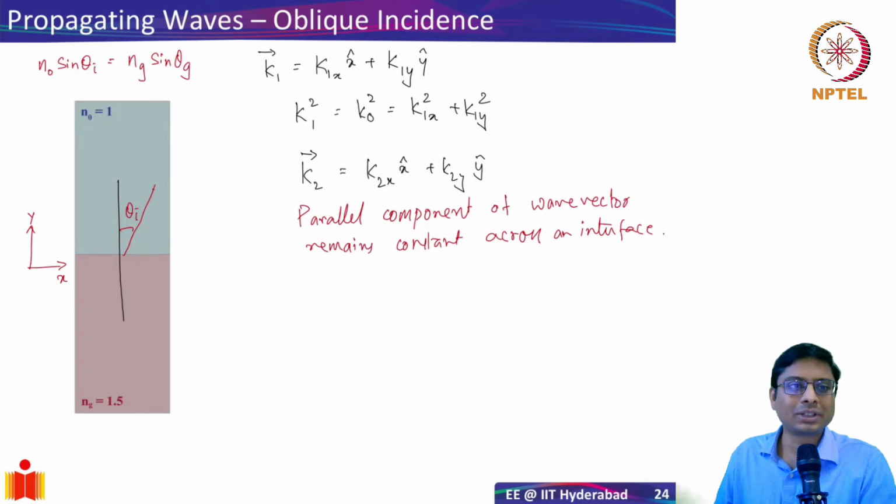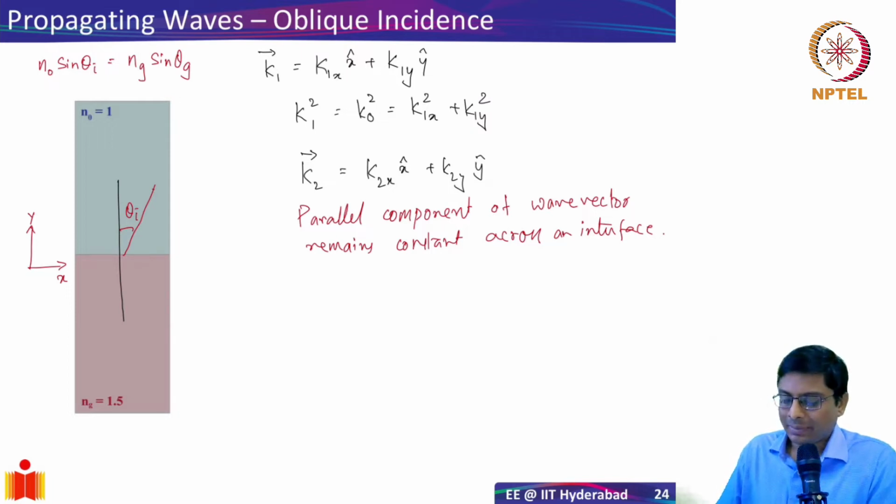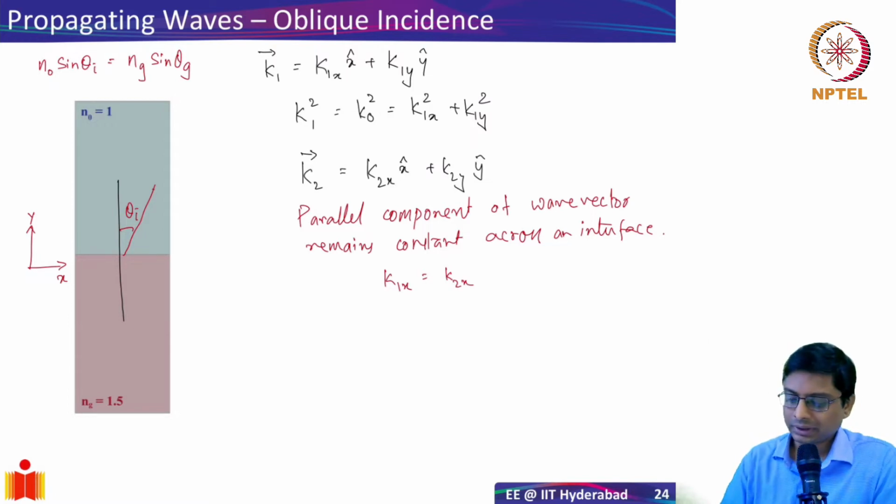This is similar to the boundary conditions you will encounter in electromagnetism, where the tangential component of the electric field is continuous, and so on. So what does it mean that the parallel component is continuous across an interface? It means that k1x should be equal to k2x. Now it has simplified our problem, so your k2 should be equal to k1x x cap plus k2y y cap.